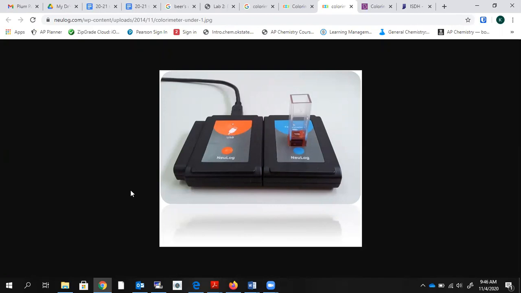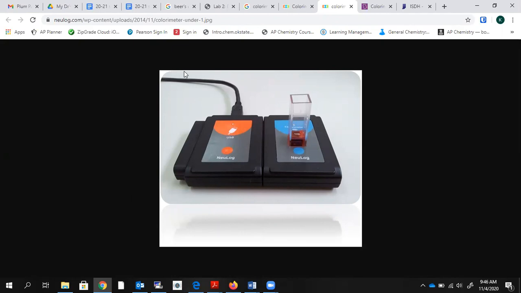So just to show you real quick, this is what our colorimeters are going to look like in lab. Doesn't look super fancy, but here is that square plastic cuvette down in the colorimeter. Inside of this machine, we've got the light source and the prism shooting the light through here. That then sends it to the detector, and that detector allows us to read those values on our computer screen.